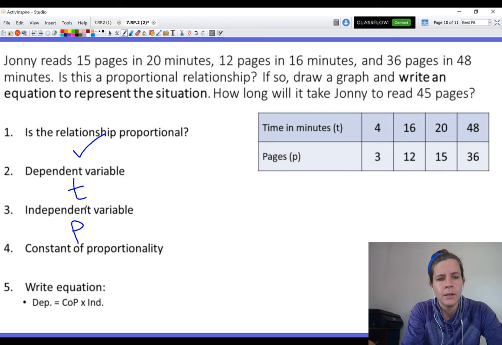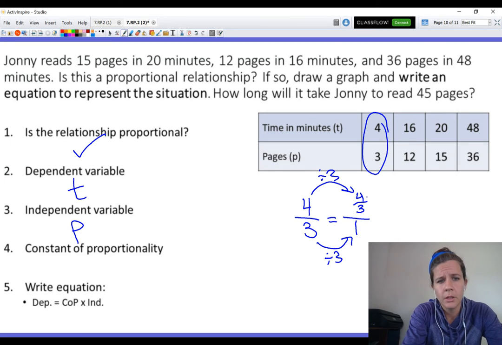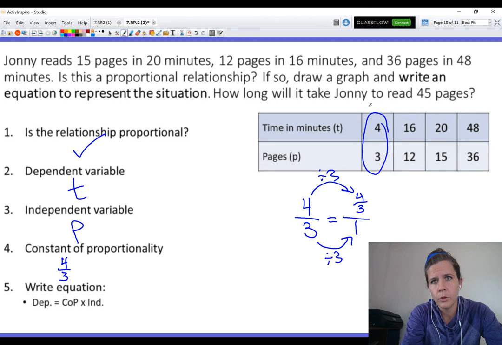Okay, our constant of proportionality. Now this one gets a little weird. Remember we have this 4/3, and our constant of proportionality is our unit rate. So we want to get 4/3, and we want to find the second number to be 1. We had to divide by 3, so here we divide by 3, and we get 4/3. So our unit rate is 4/3. Our constant of proportionality is 4/3. Your constant of proportionality is going to be your smallest equivalent ratio.